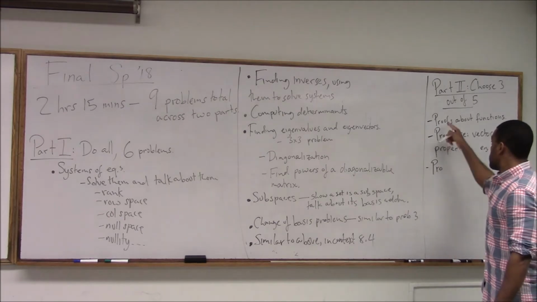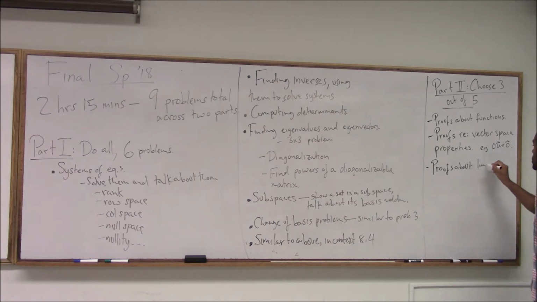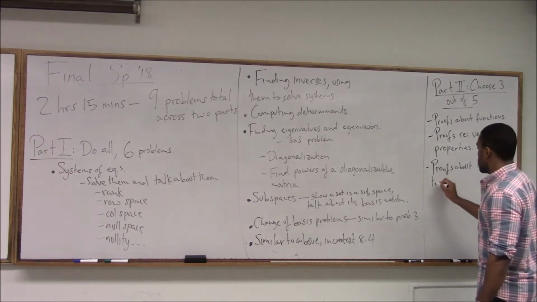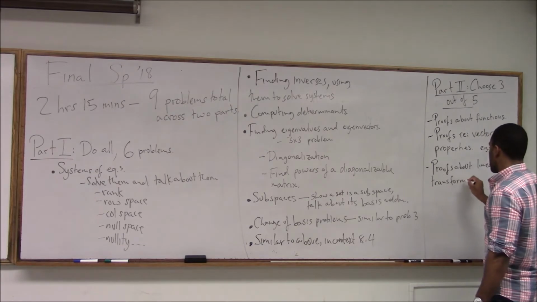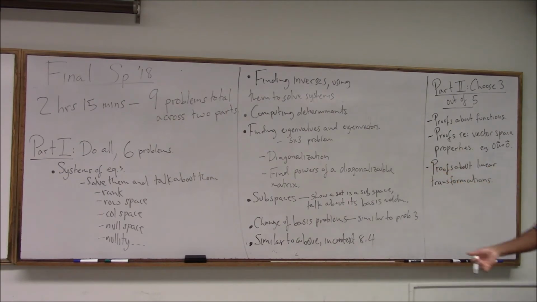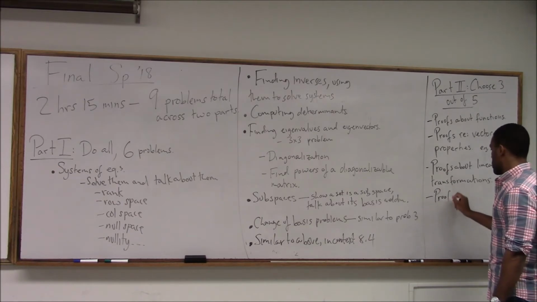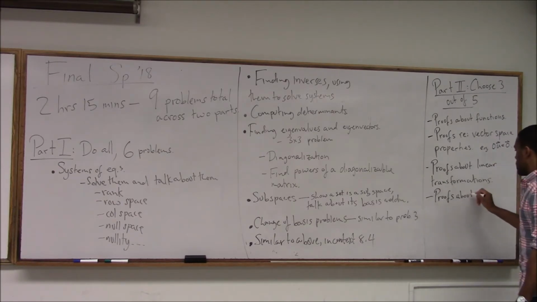And kind of piggybacking off this, proofs about linear transformations in general. Again, kind of like what was on the take-home, where I asked you to prove, if we know there are isomorphisms between this and this, prove that this is an isomorphism. I can also ask you about when is it invertible, things like that. So proofs about those guys. Also proofs about matrix properties.